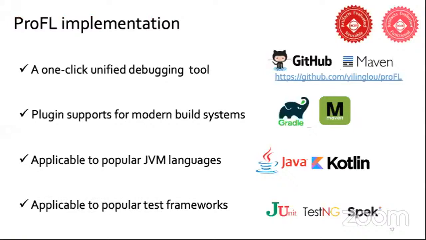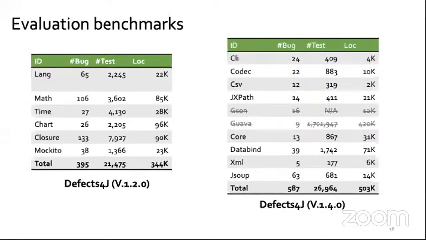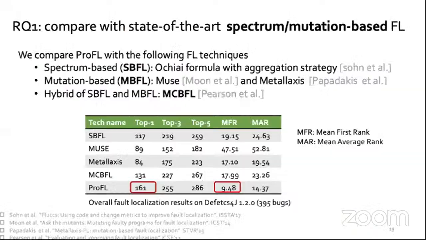We implement ProFL as a one-click unified debugging tool, which is applicable to popular JVM languages due to its bytecode-level manipulation. More details on ProFL can be found on our GitHub homepage if you are interested. In our study, we evaluate ProFL on the two versions of Defects4J involving 587 bugs in total. In this talk, due to time limitation, I would mainly talk about the results on version 1.2 since it's widely used in debugging research. The results on the other version of the benchmark can be found in our paper.